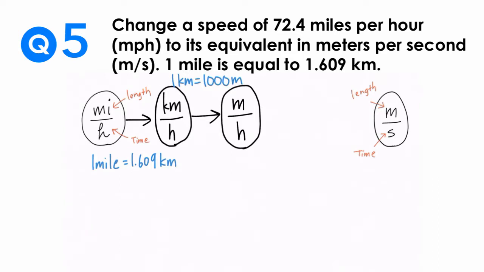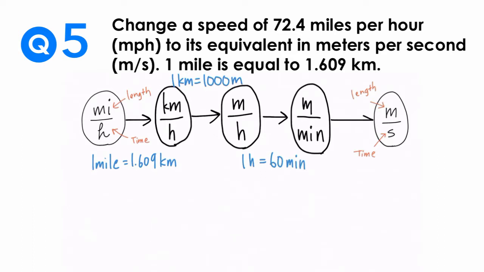Alright, now let's work on the time. The hour needs to be converted to seconds, right? So let's take it step by step. Meter per hour can be converted to meter per minute. Then meters per minute can be converted to meters per second. That's a lot of steps, but we did it.